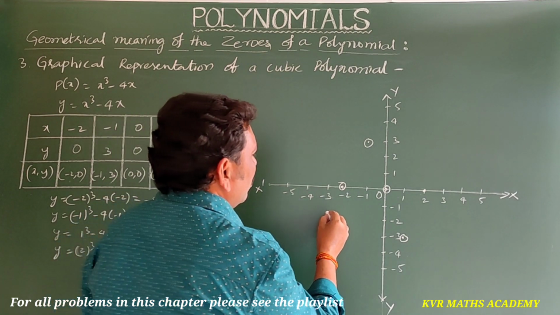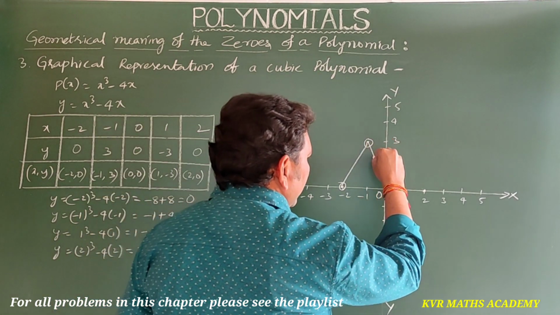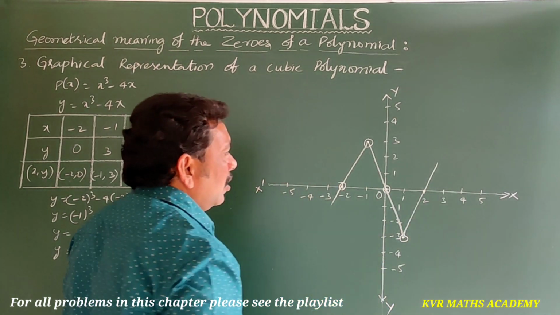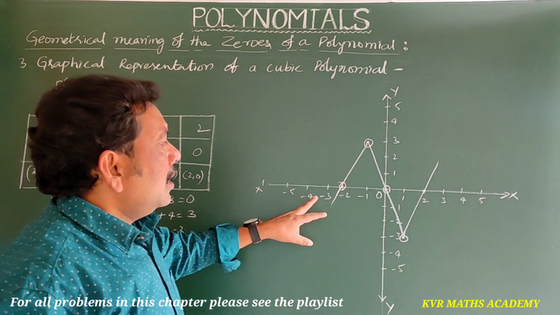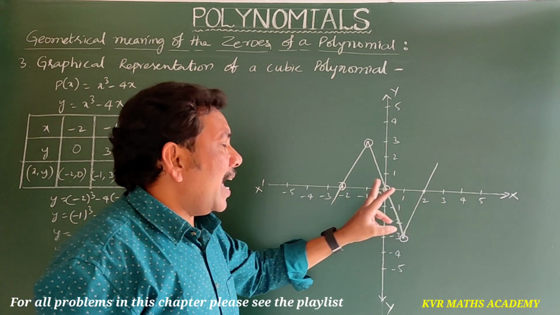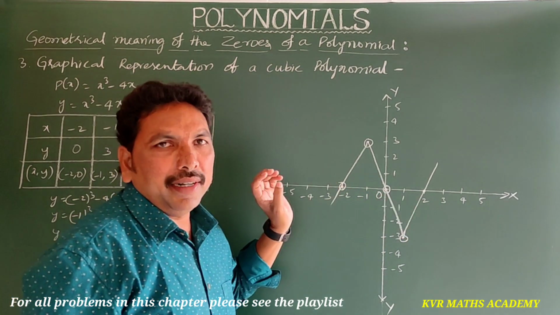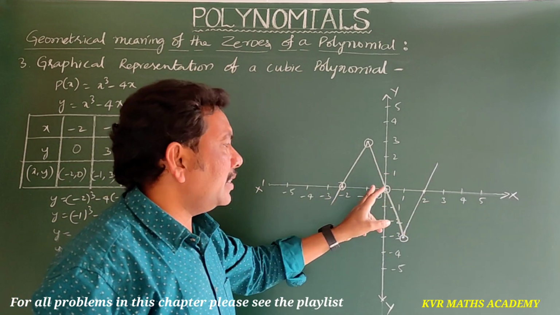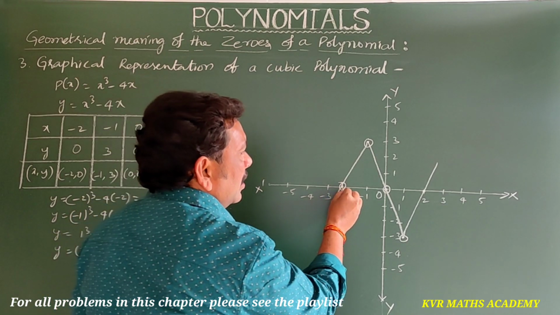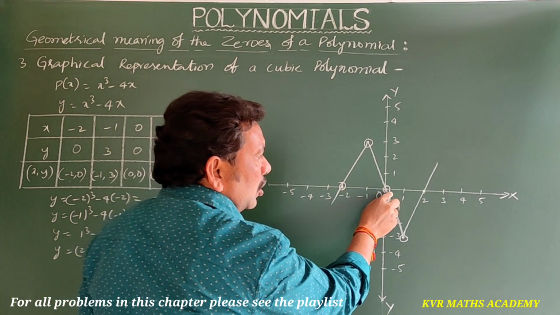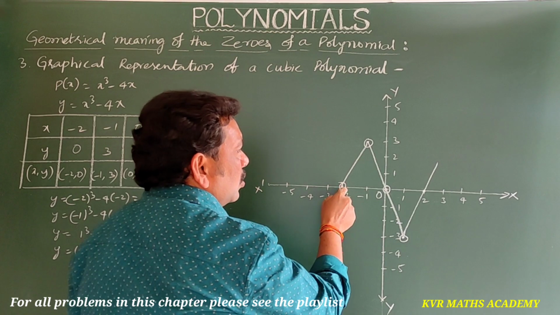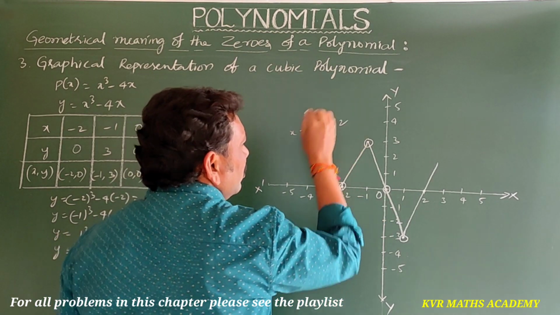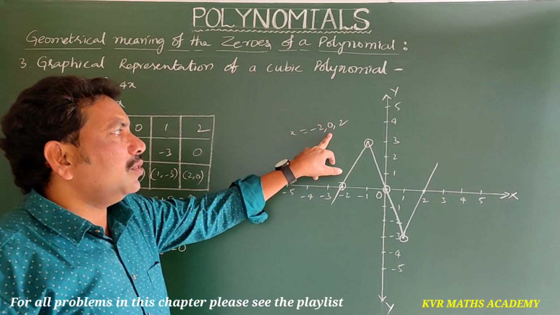Now join all these points. This one like this. Yes. Look here. This graph intersects the x-axis at 3 points. So there, that is minus 2 comma 0, 0 comma 0, 2 comma 0. So x values are, x is equal to minus 2, 0 and 2.